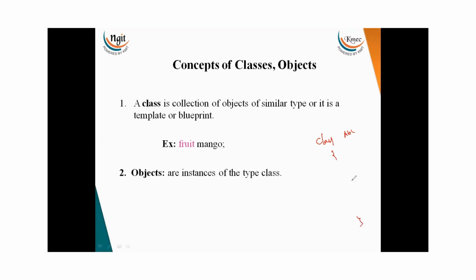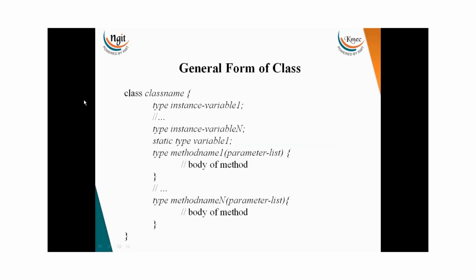Sir, what does a class contain? A class contains data members and member functions. Data members are nothing but the variables. That may be a static variable, instance variable or local variable. And member functions are nothing but the methods, which are used to perform the actions. So these variables can be from 1 to n, and you may have n number of methods.